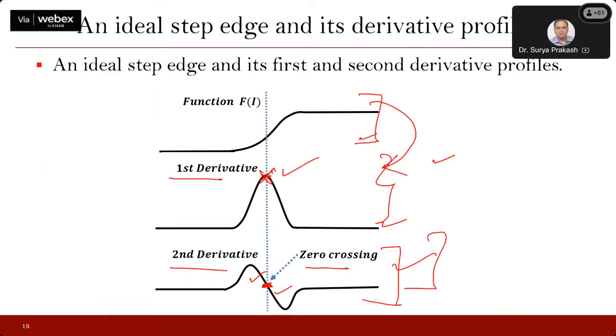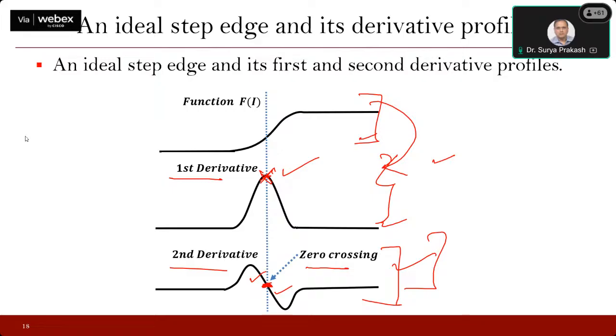Okay, so based on this discussion, up till this point, we have discussed that to compute the edges, we have to take the change in the intensity. That means we have to compute the derivative. And the derivative could be a first order derivative, or it could be a second order derivative.